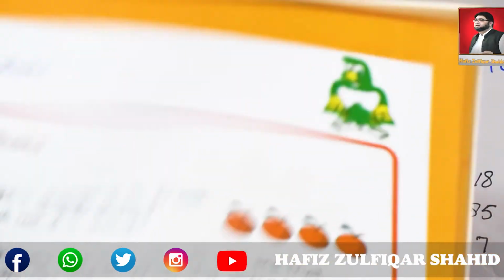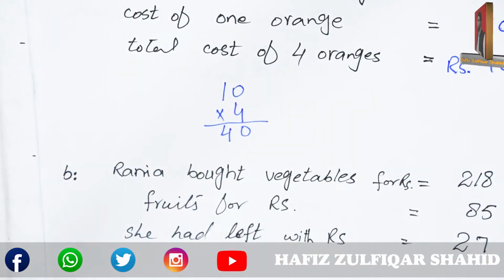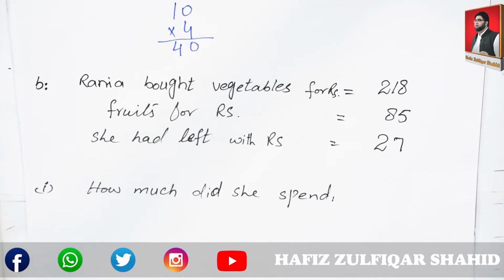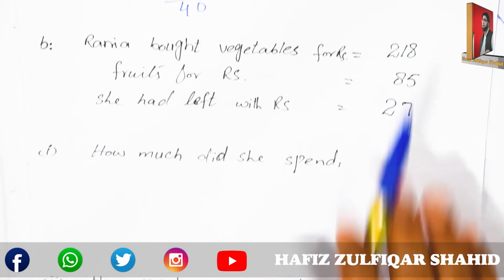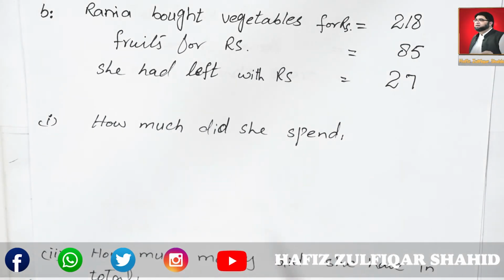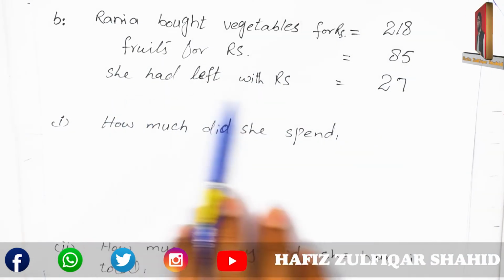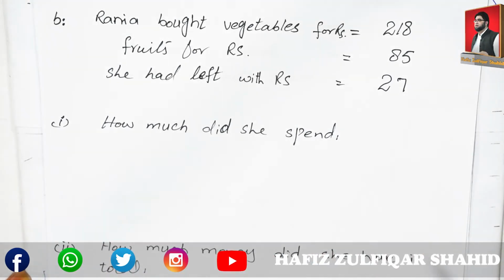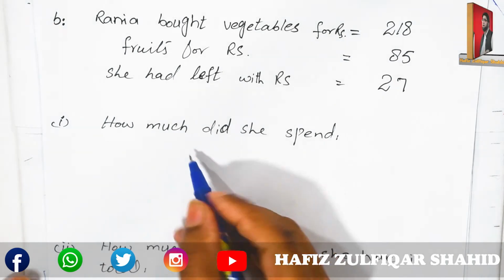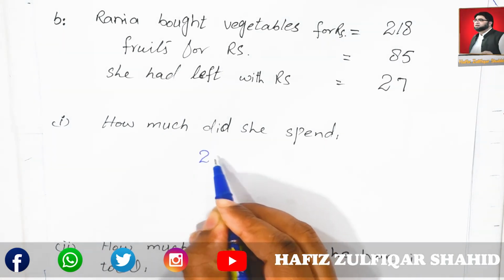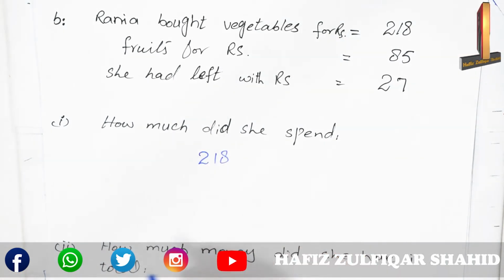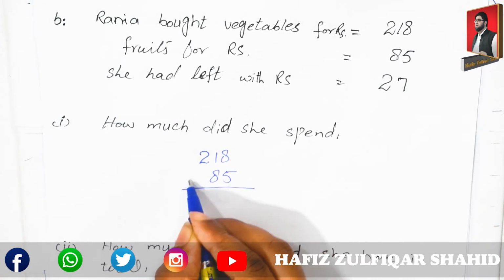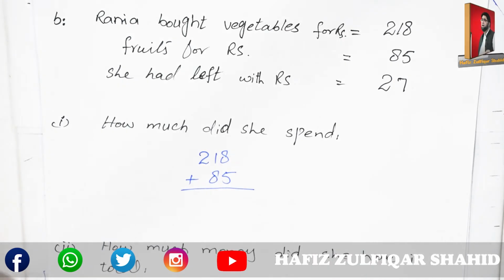Let's solve the first statement first. See, Rania bought vegetables for rupees 218, fruits for rupees 85. She had 27 left. Now number 1, how much did she spend? She spent 218 and then she spent 85. Now add these numbers.